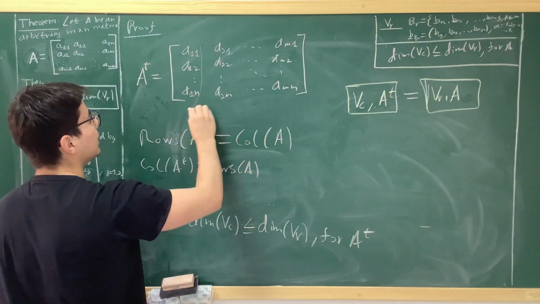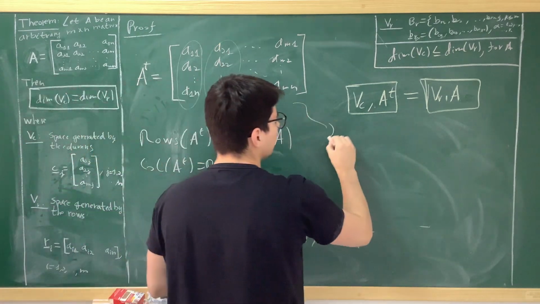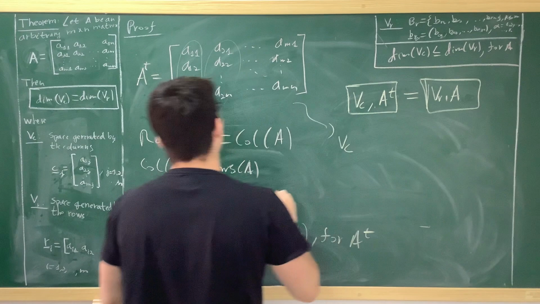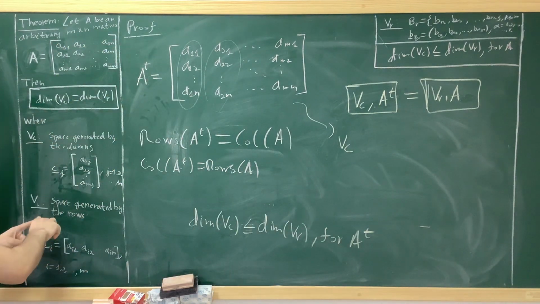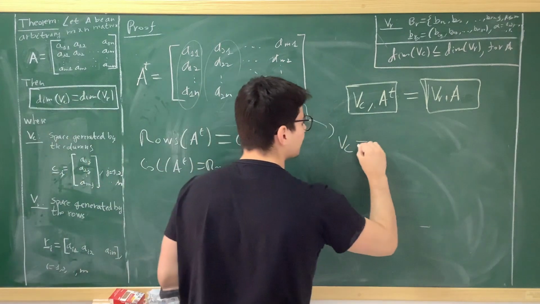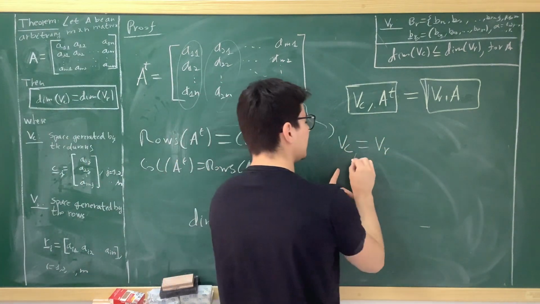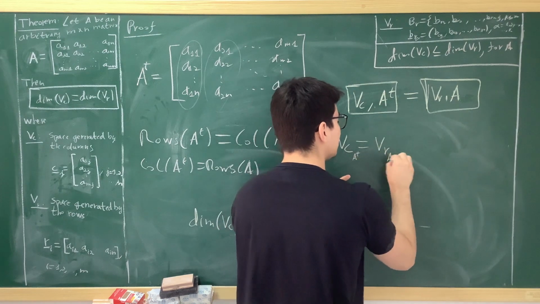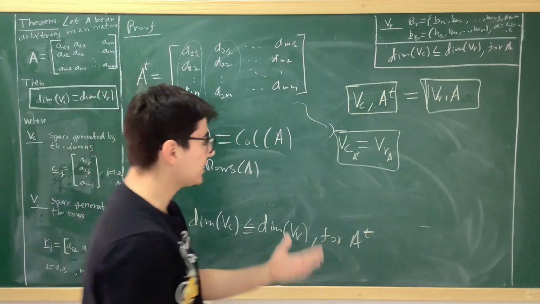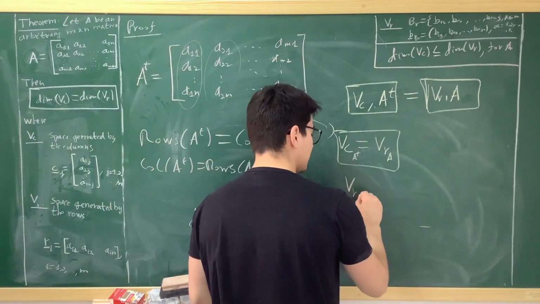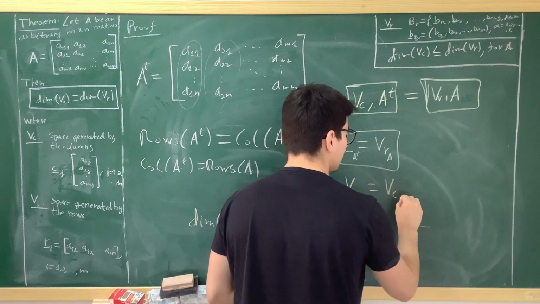So let me just write this clearer. These columns generate the space VC. But these rows also generate the same space. But in this case, we call it VR. So VC is equal to VR. And this VC really is in AT, and this VC we have generated from matrix A. Likewise, the space of rows for AT is the same as the space of columns for A.